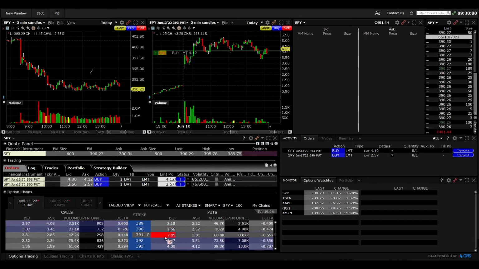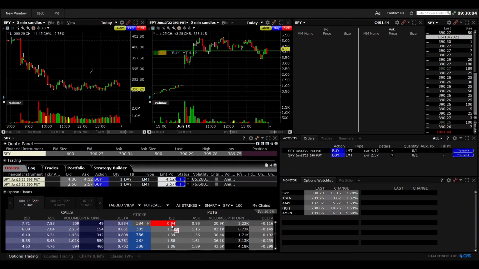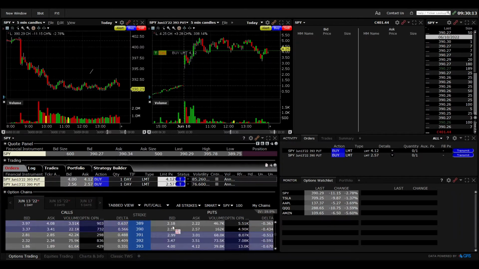Now, I know for smaller accounts, they like to go way out of the money because the contracts are much cheaper, right? This is not necessarily the best strategy, even if you're trading a small account. I would recommend trying your best to stay close to the money or slightly out of the money, but not going too far out of the money.